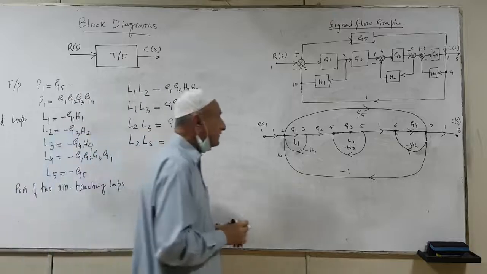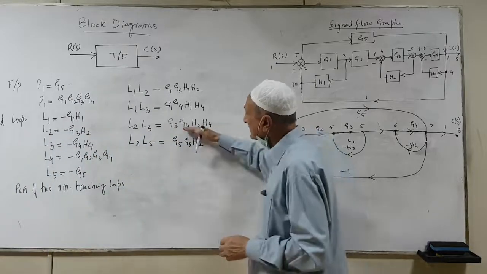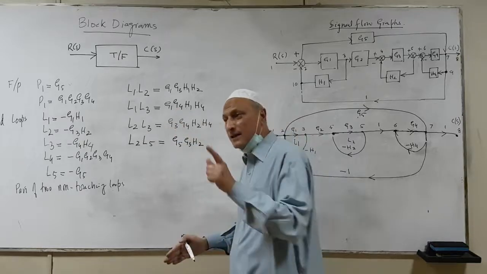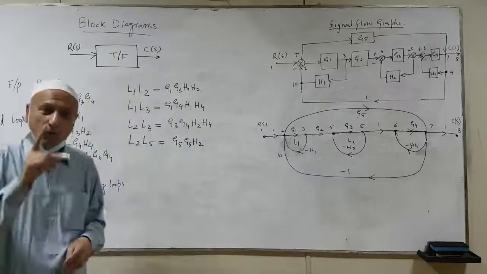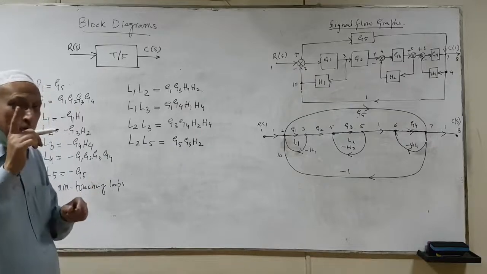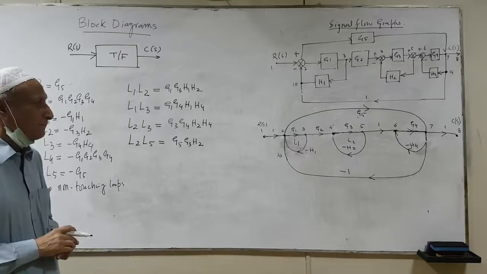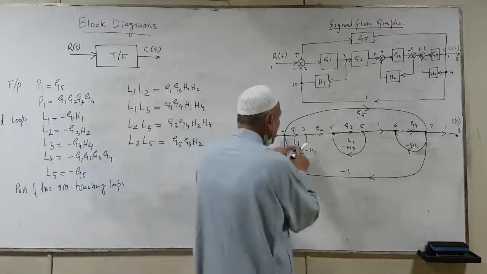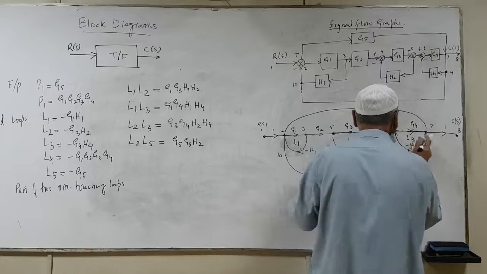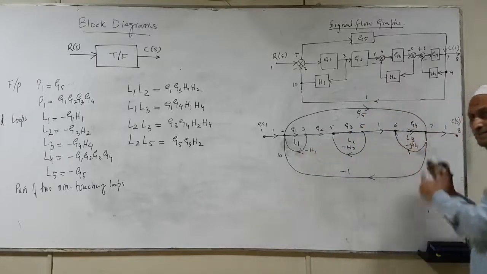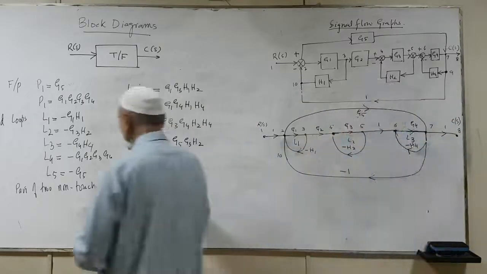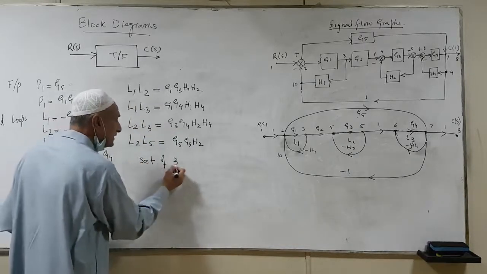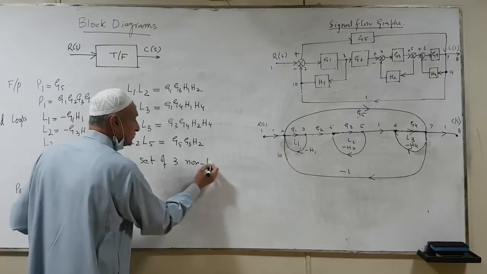Now remember, whenever we have a situation of more than 3 loops, there is always a possibility of 3 loops which are non-touching. Let's have that possibility as well. You see, L1, L2 and L3 in fact are 3 non-touching loops. So we have a set of 3 non-touching loops.